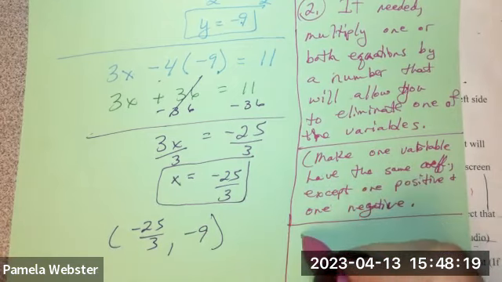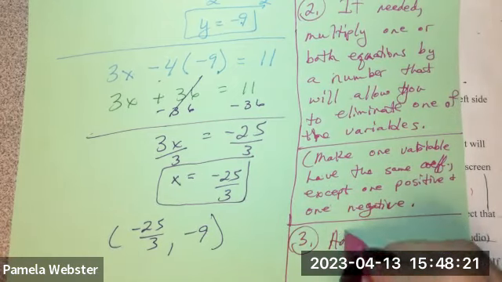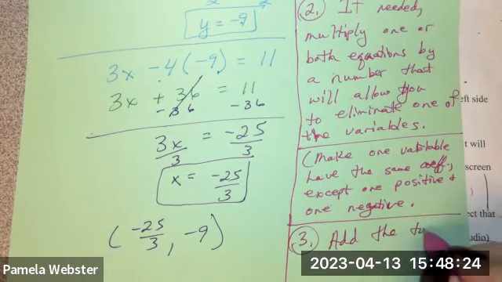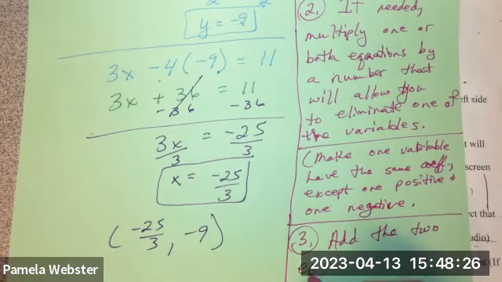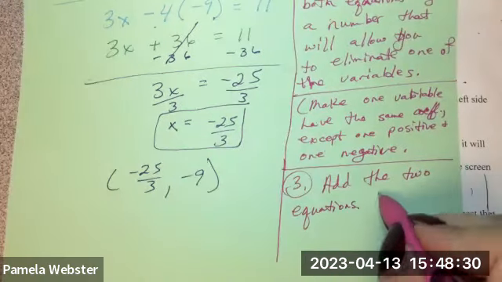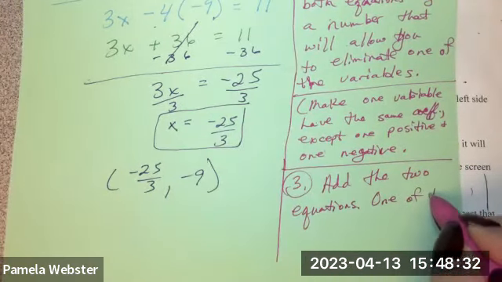All right, step number 3. Add the two equations. If we've done step number 1 and step number 2 correctly, one of the variables will be eliminated.